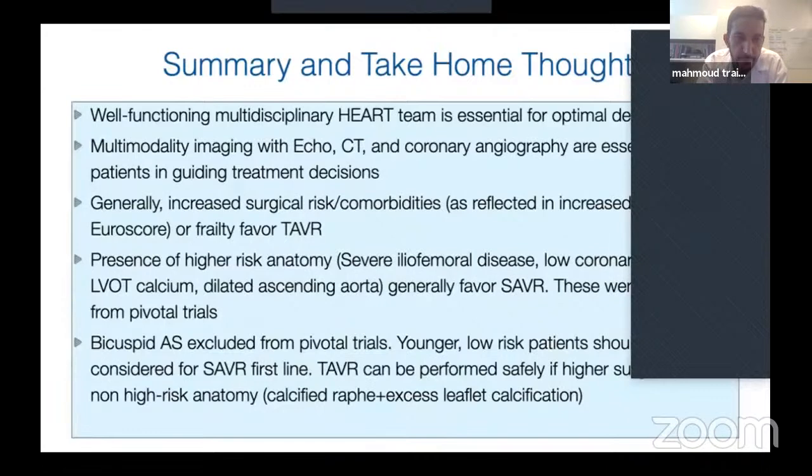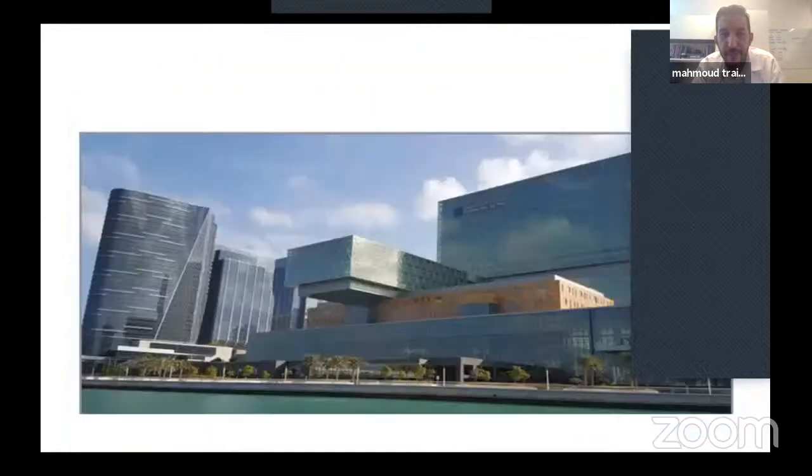And these were excluded from the pivotal trials. I think that's important to recognize. Bicuspid aortic stenosis was excluded from the pivotal trials. And I think younger, lower-risk patients should be considered for SAVR first line, given that they may need multiple interventions in the future. TAVR can be performed safely if there's higher surgical risk or there's no evidence of any high-risk anatomy. Thank you very much.